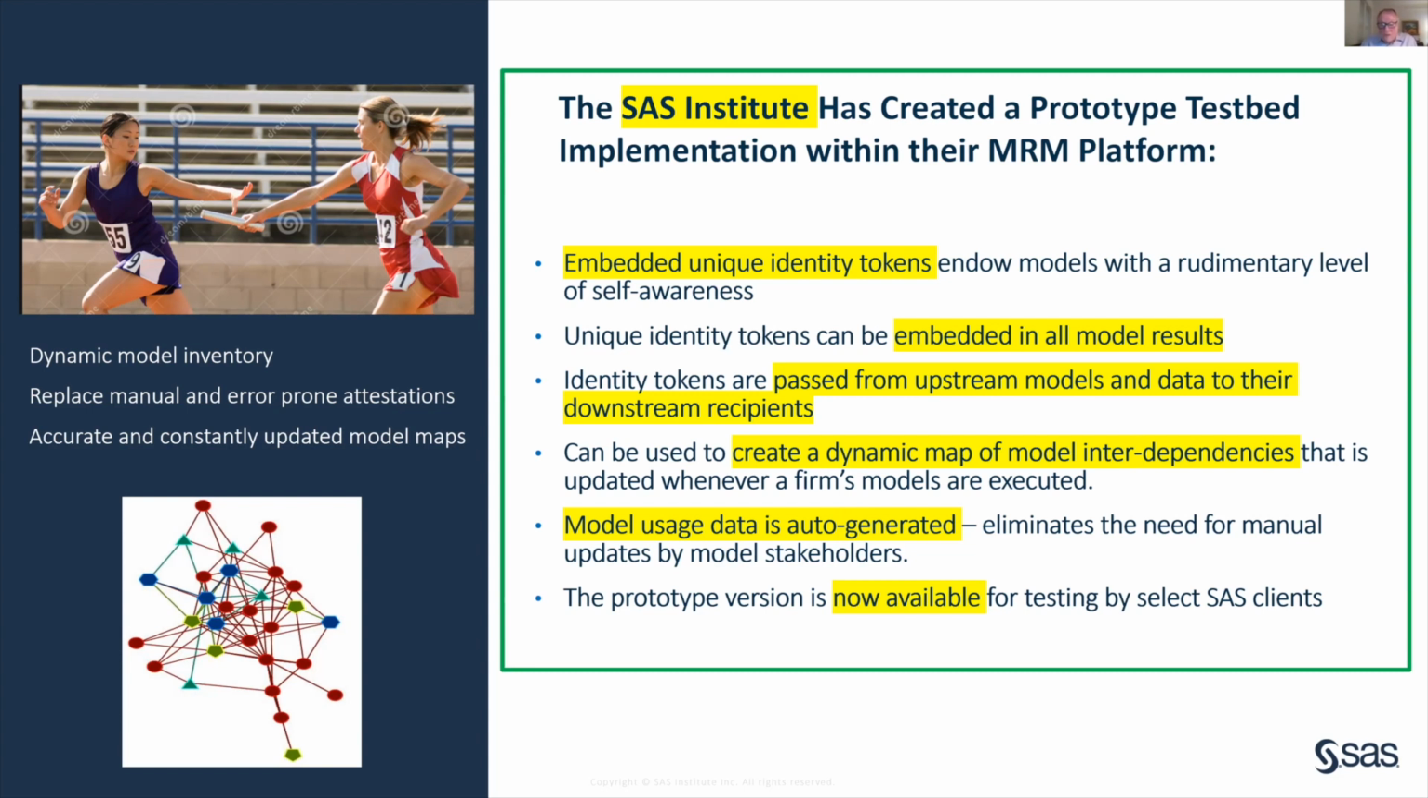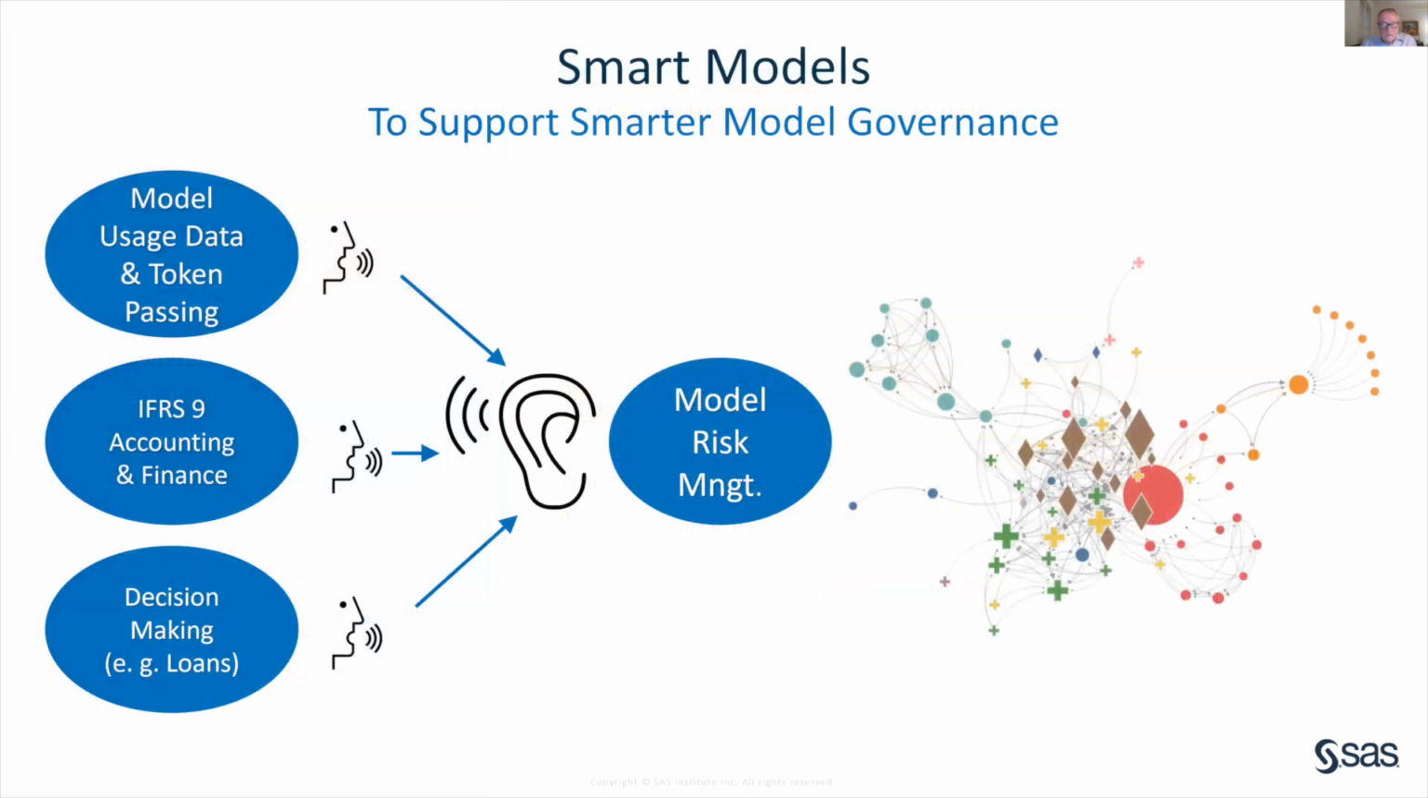And David explained to me that's why their model usage module was the one module that didn't get used by any of their clients, because it required stakeholders to manually provide that usage data. With this approach, this gets generated automatically. This prototype version is now available for testing by select SAS clients. This is a slide that David used to explain on the left the different types of information, model usage data, accounting and finance and decision making from different families of models can whisper into the MRM ear there, and that then goes into the model risk management database and can produce that kind of complex network you see on the right.